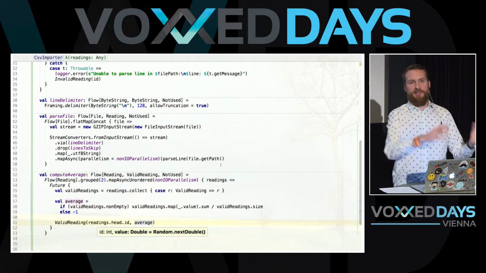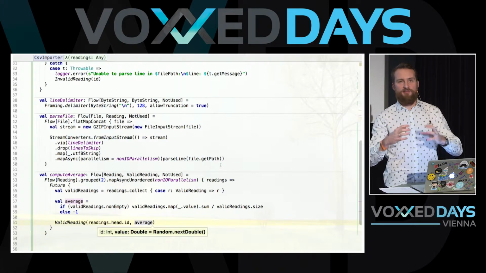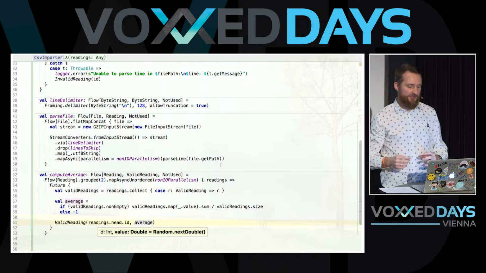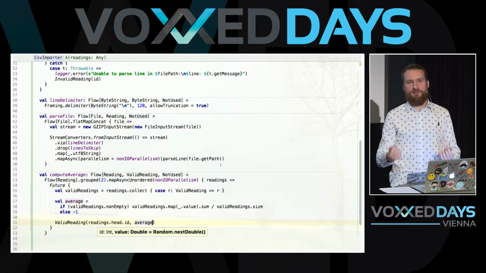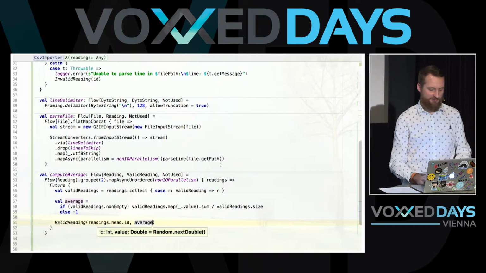Once again, we take our reading stream, group it in groups of 2, so that we have the two lines in a single collection. Then we filter it to extract only the valid readings, and then we compute the average.